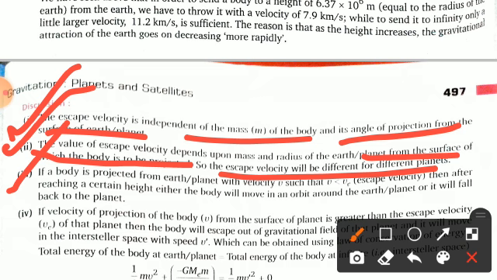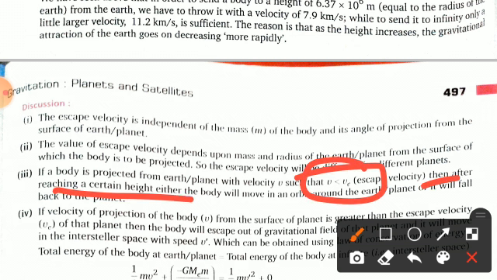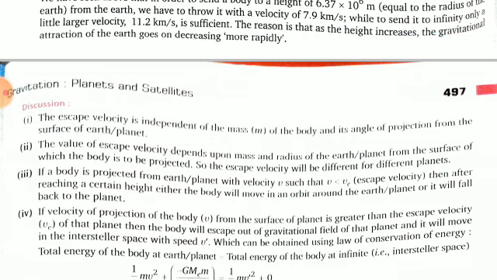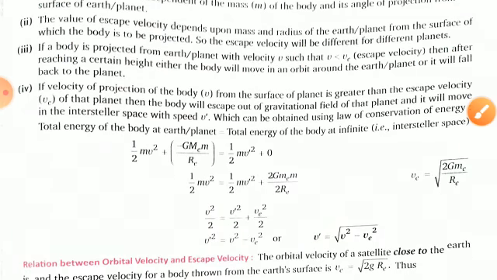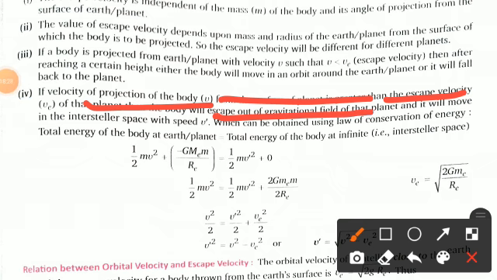Talk about the third one. If a body is projected from the earth planet with a velocity v such that v is very less than the escape velocity, then after reaching a certain height, either the body will move in an orbit around the earth or it will fall back to the planet. Now come to the fourth one. If the velocity of projection v of the body from the surface of the planet is greater than the escape velocity ve of that planet, then the body will escape the gravitational field of the planet and it will move in interstellar space with a speed of v dash.